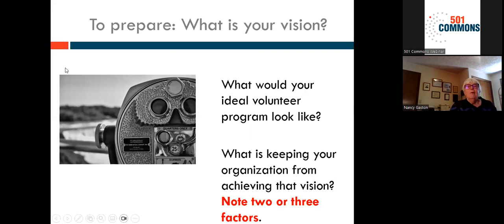But to get ready for that, I'd like to look at what's your vision for your program. I'm assuming you haven't reached the ideal or you wouldn't have signed up for this training. So what would that ideal program look like, and why doesn't it exist now? What's keeping your organization from achieving that vision that you might have so clearly? Note 2 or 3 factors that may be inhibiting reaching that goal, and we'll talk about them when we meet together.